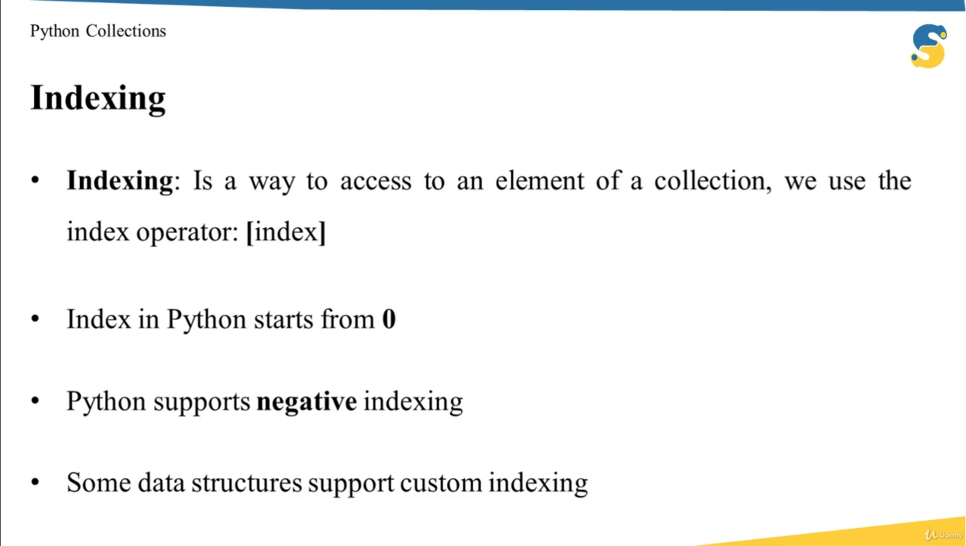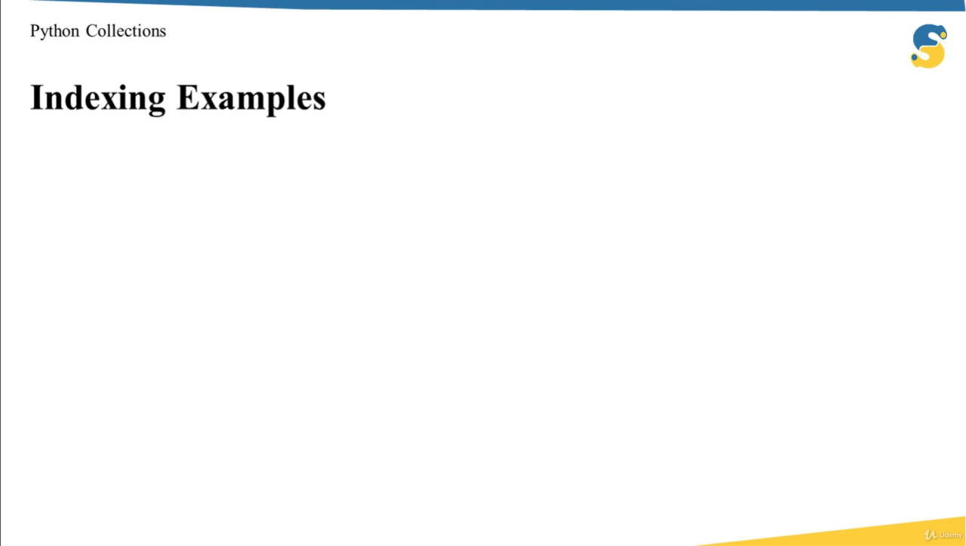Also, in Python, there is a data structure which is known as a dictionary, in which you can define your own index set if you don't want to use numbers as indexes, for example. Now let's see some examples to understand the idea better.